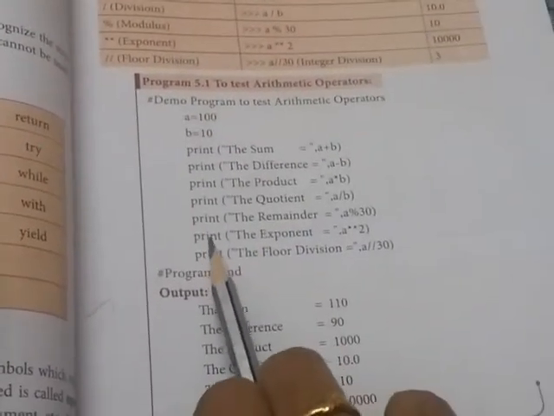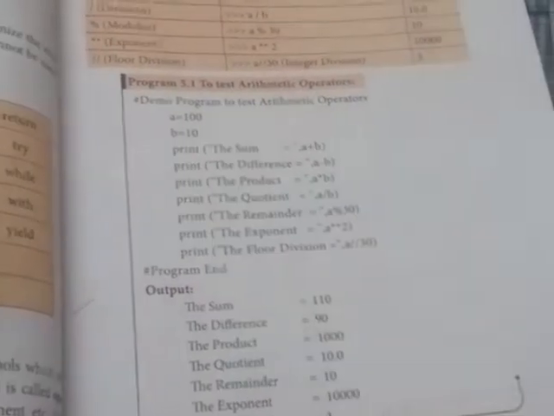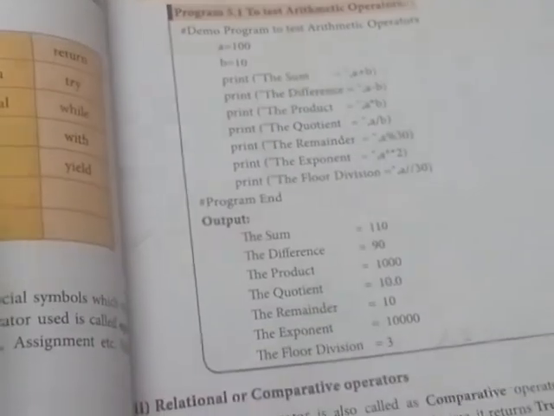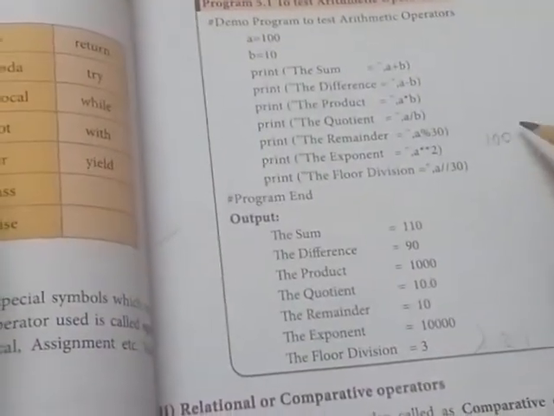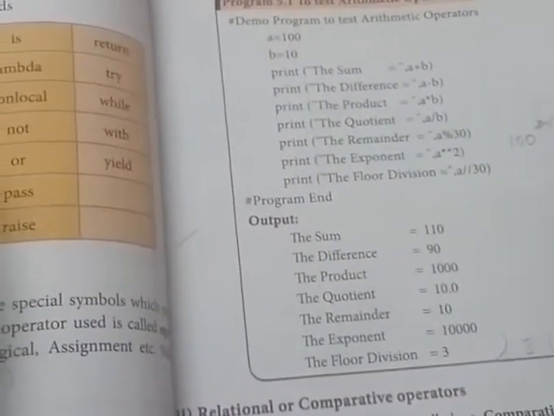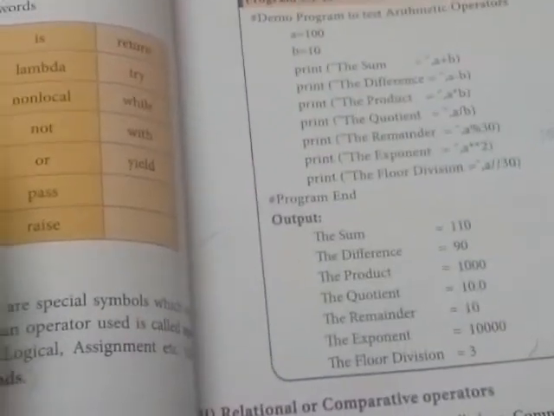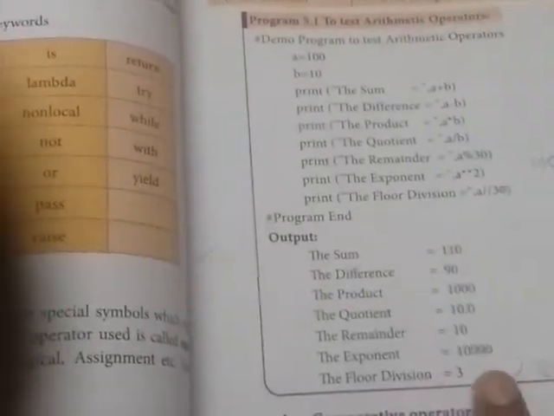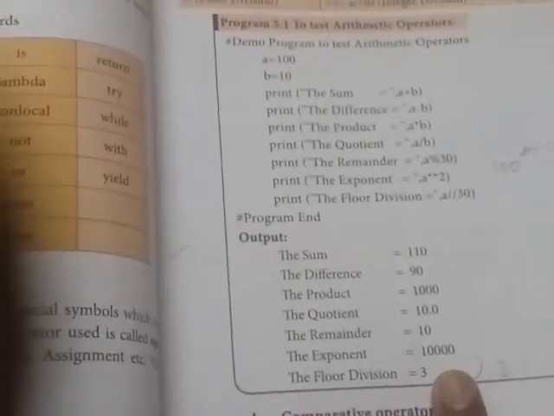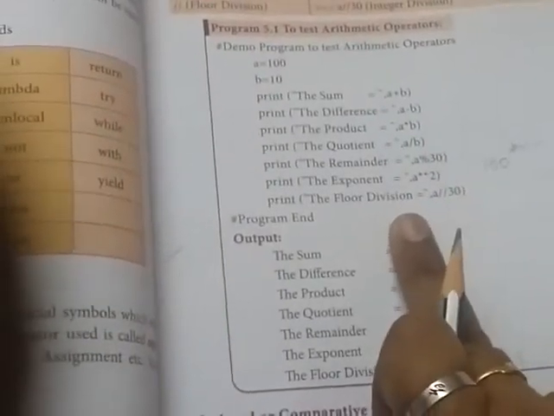Then the next one is print the exponent equal to A star star 2. A star star 2 means the power value. That means 100 to the power of 2, that means 100 into 100. We get a value 10,000. That means double multiplication. So the next one is the floor division method.